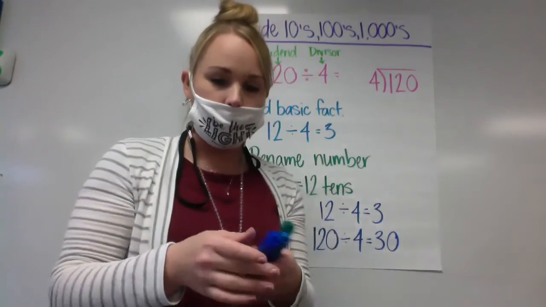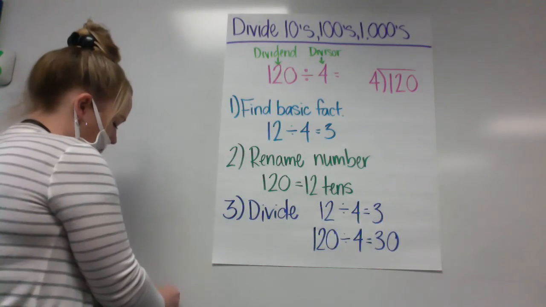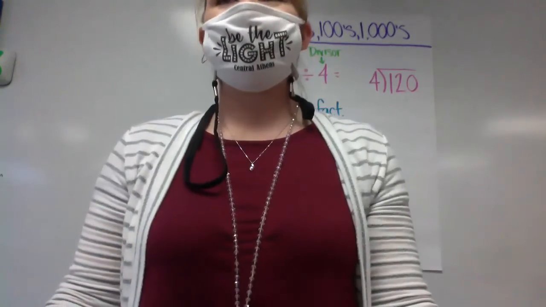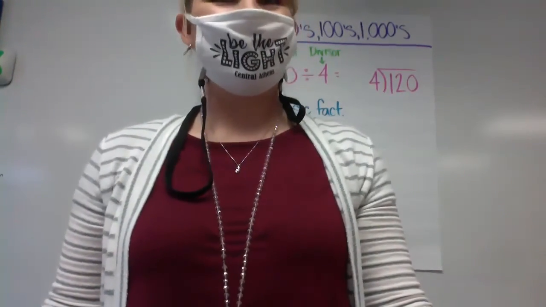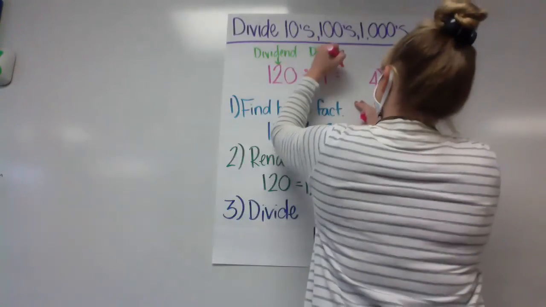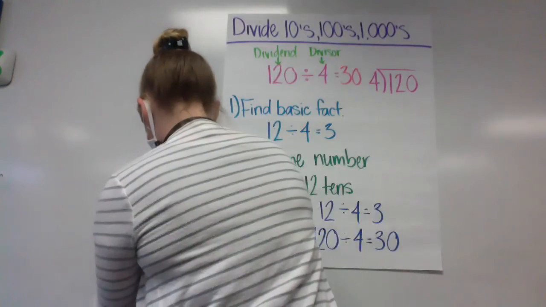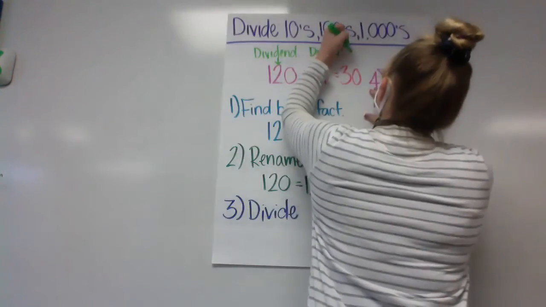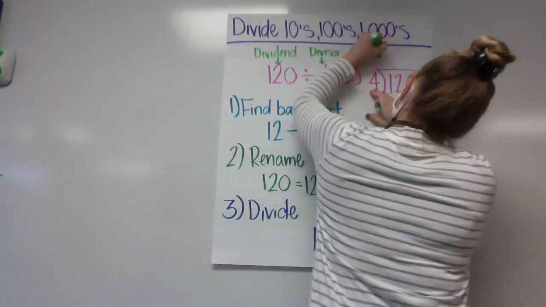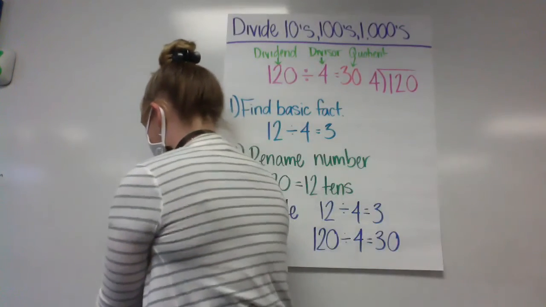And I'm going to label my quotient too. Raise your hand. What was my quotient? Bobby? It was 30, okay? Because the quotient is the answer. So I'm going to write it up here and label it. So the quotient, the answer, is 30.